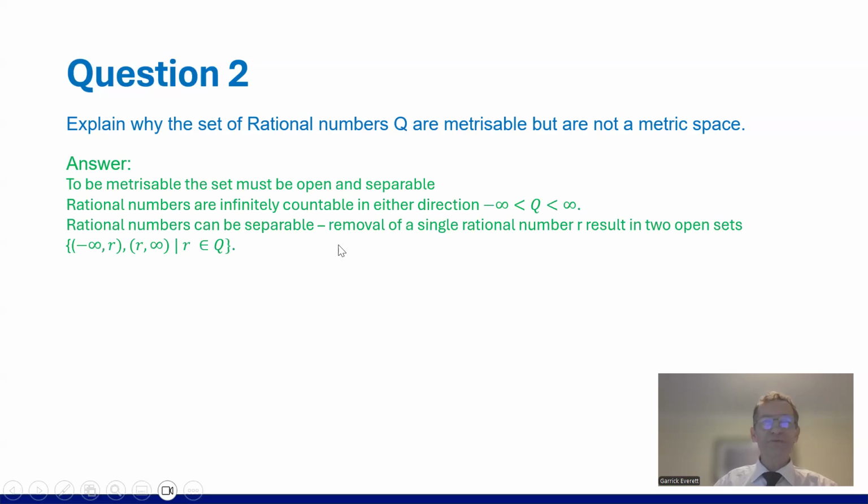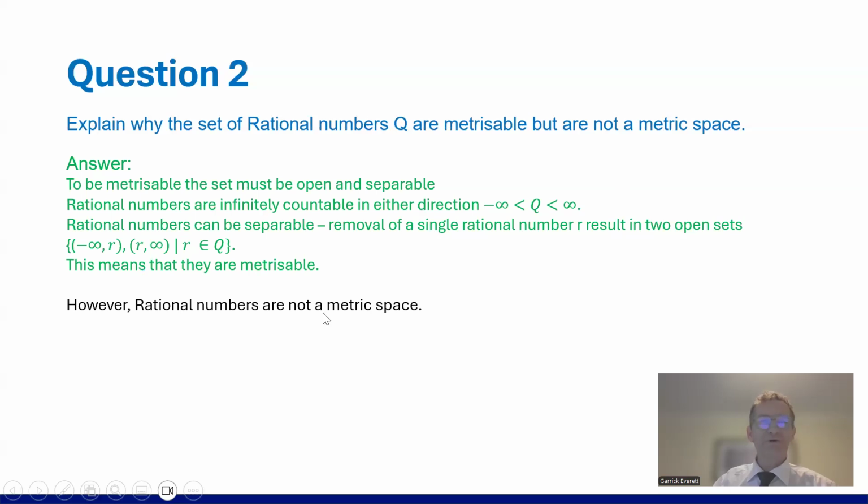And rational numbers can be separable. The removal of a single rational number R results in 2 open sets. So I've got from minus infinity to R to infinity, where R is one of the rationals. So this means they are metrizable. Yay, tick for that. Now we want to show it's not a metric space. However, rationals are not a metric space.